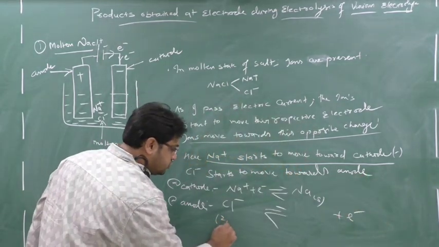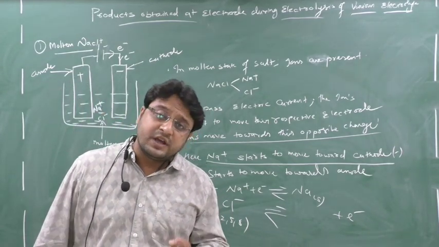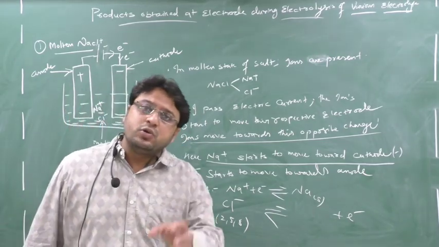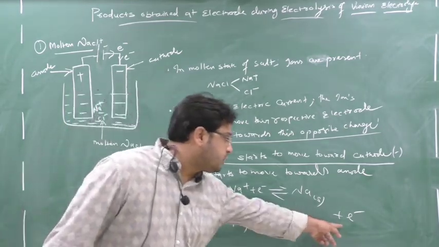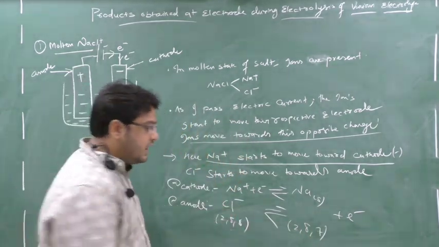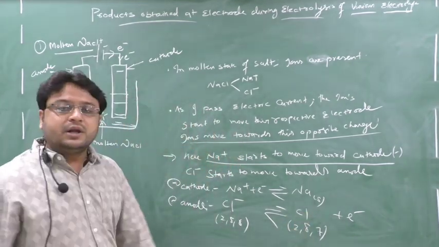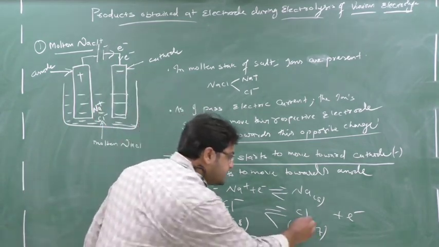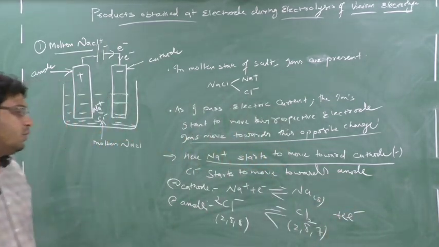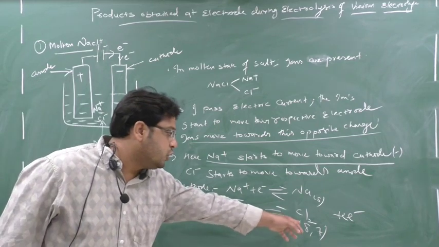If you see Cl-, chlorine's atomic number is 17, that is 2, 8, 7. Now here I have Cl-, that is 2, 8, 8. Now there will be loss of one electron. So the electronic configuration will become 2, 8, 7 because one electron is removed, and 2, 8, 7 is the electronic configuration of a single chlorine atom. But chlorine does not exist as Cl, it exists as Cl2. Clear? So what products do I obtain? At the cathode I will obtain sodium, and at the anode I will obtain chlorine gas.